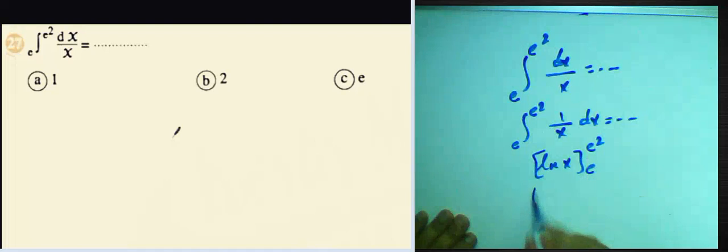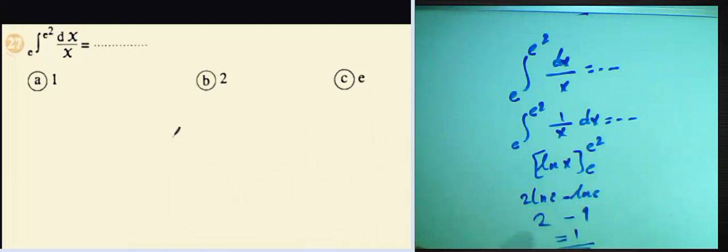Put e power 2 here. It will be ln e power 2, subtract ln e. Ln e equals 1, and in ln e power 2 we can drop the power outside. It will be 2 minus 1 equals 1, because ln e equals 1. 1 times 2 equals 2. 2 minus 1 equals 1. The result will be equal 1.